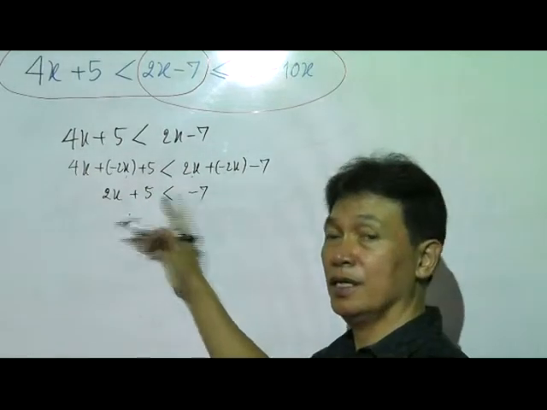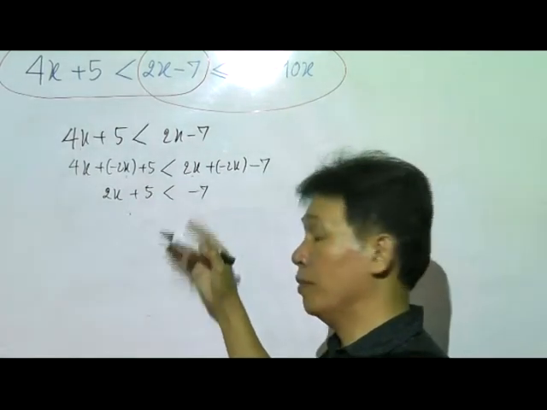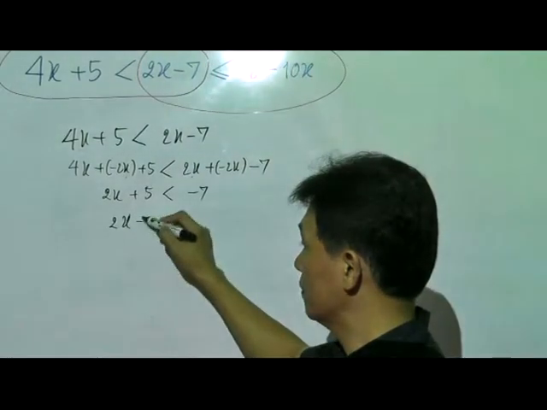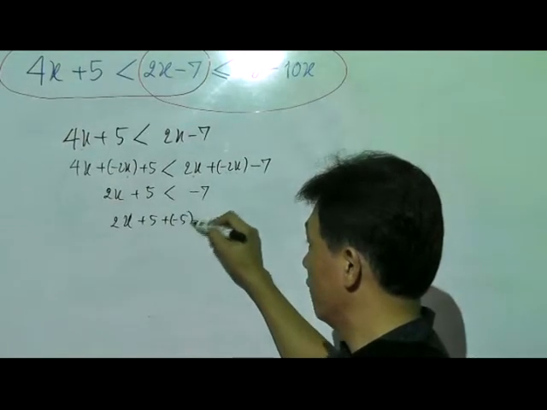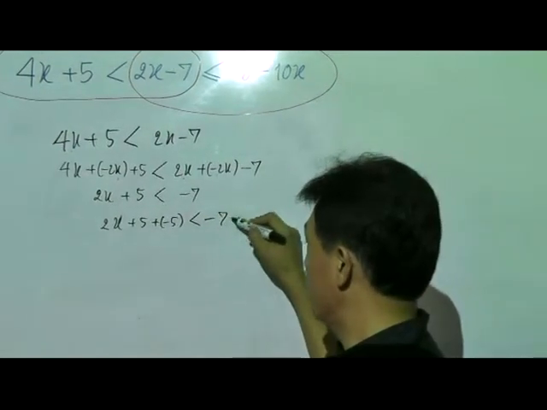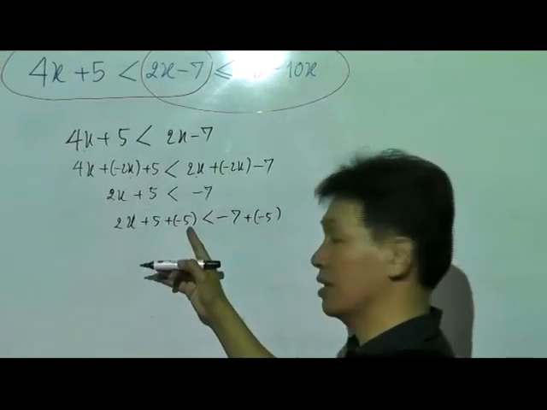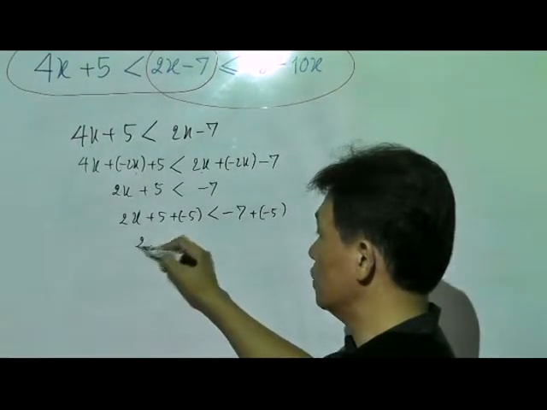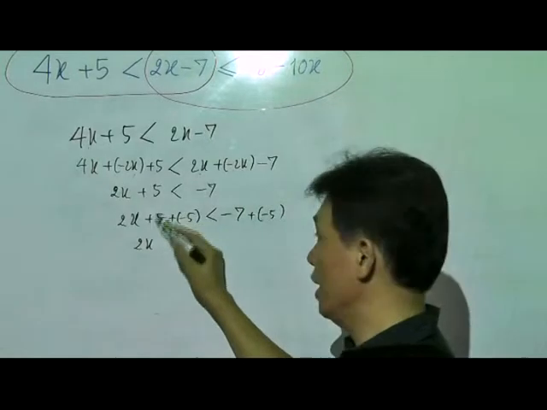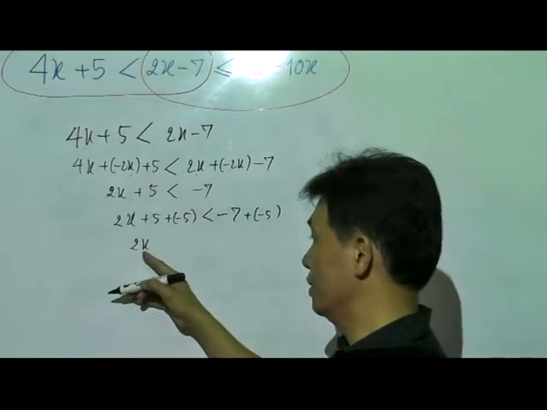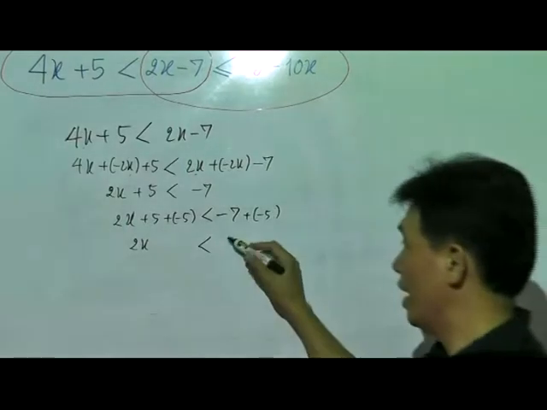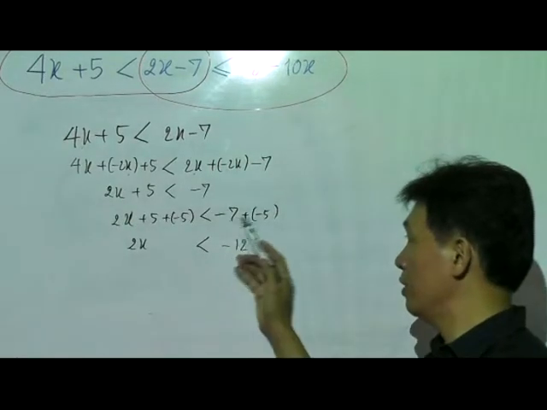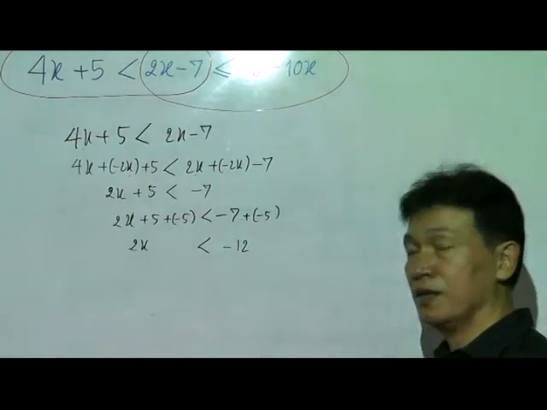Next, 5 is a constant. Usually it is on the right side of the inequality. Therefore, we take this 5. 2x plus 5 plus negative 5 is less than negative 7 plus negative 5. I add this to both sides of this inequality. Therefore, 2x plus 0 is 2x. So the result is 2x less than negative 12. Negative 7 plus negative 5 is negative 12.